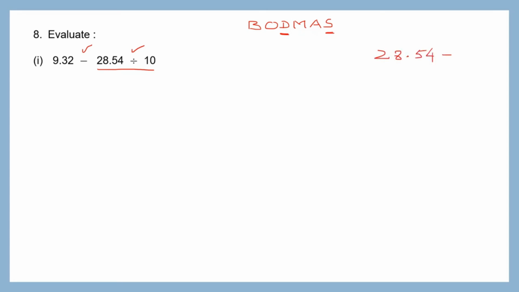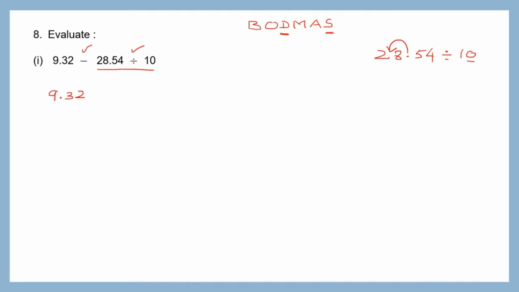28.54 divided by 10. Remember, short division can be done for 10, 100 and 1000 or higher powers of 10 because it only involves moving the decimal point. You don't have to waste your time doing long division. All you have to do is move your decimal point. So here you're dividing it by 10, so your decimal point will move one place to the left. So it becomes 2.854.